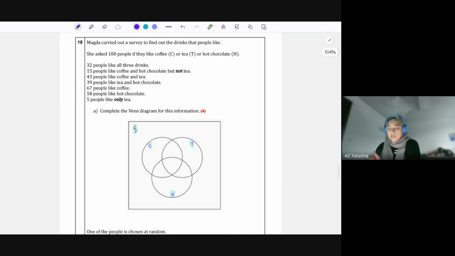Question 18 is a Venn diagram question that was given, and it's got 3 different options. Usually the most common ones is where it has like 2 rings, but this one was a 3-ring one. So Magda carried out a survey to find out the drinks that people like. She asked 100 people, so there should be 100 altogether at the end of your Venn diagram once you've worked it out. And she's asked if they like coffee, which is C, tea represented by T, or hot chocolate represented by H, which we can already see in the Venn diagram below, the relevant letters.